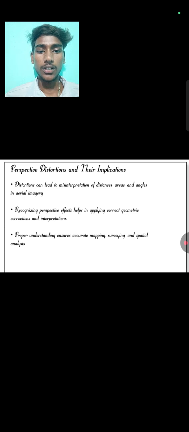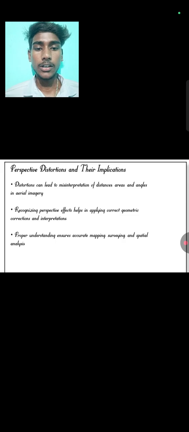Perspective distortion and its implications. Distortion can lead to misinterpretation of distance, areas, and angles in aerial imagery. Recognizing perspective effects helps in applying correct geometric correction and interpretation. Proper understanding ensures accurate mapping, surveying, and spatial analysis.